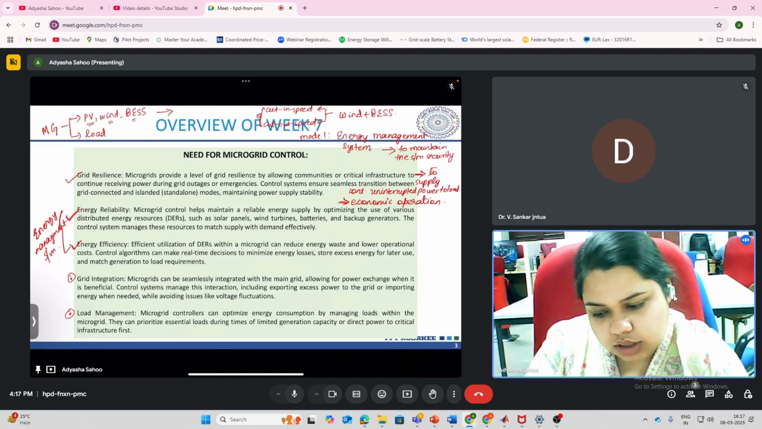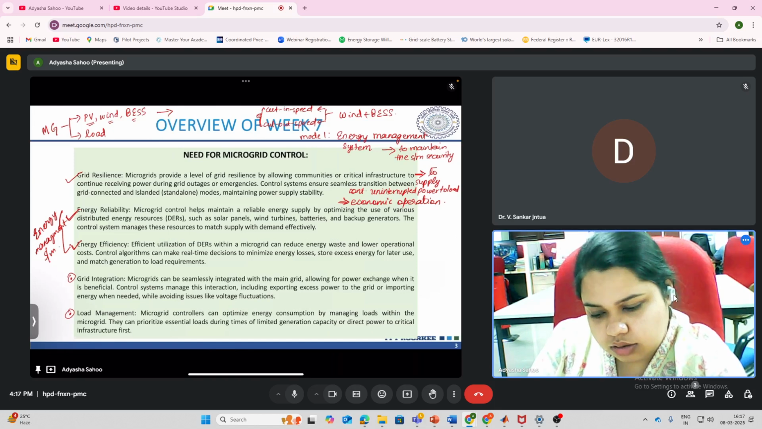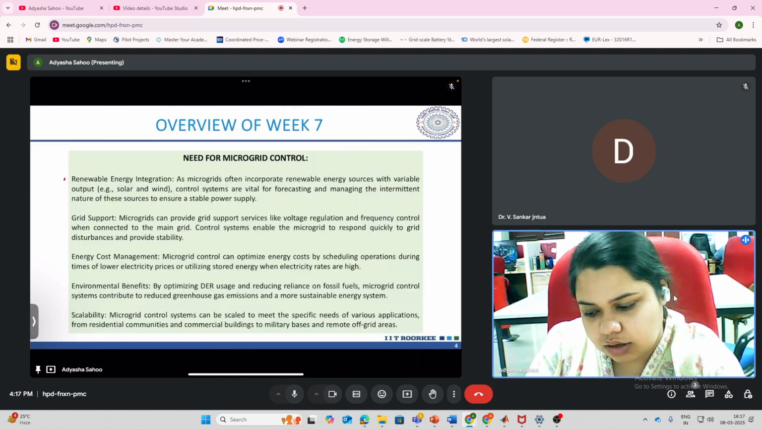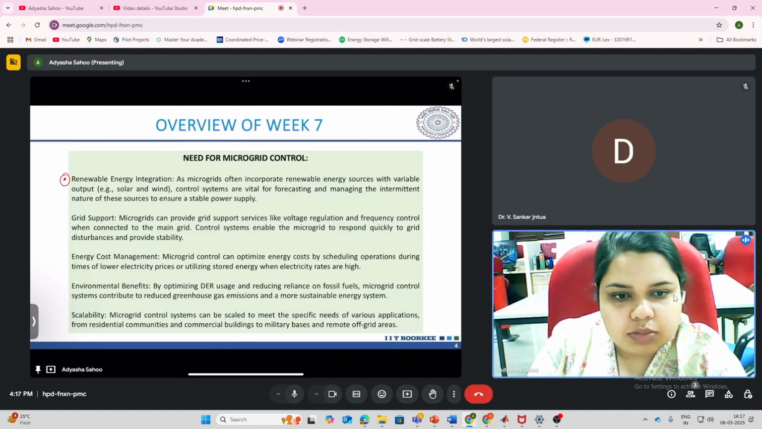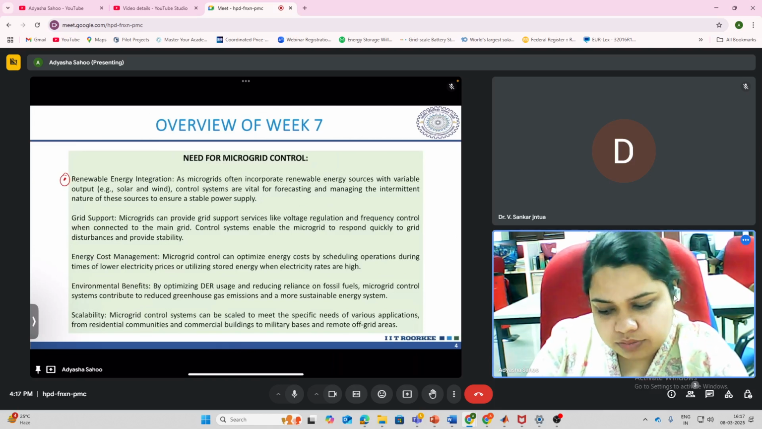Now, next is this renewable energy integration. I told you, since they depend on the intermittent wind speed or solar irradiance or these factors, to incorporate these intermittent resources, you need various control strategies.